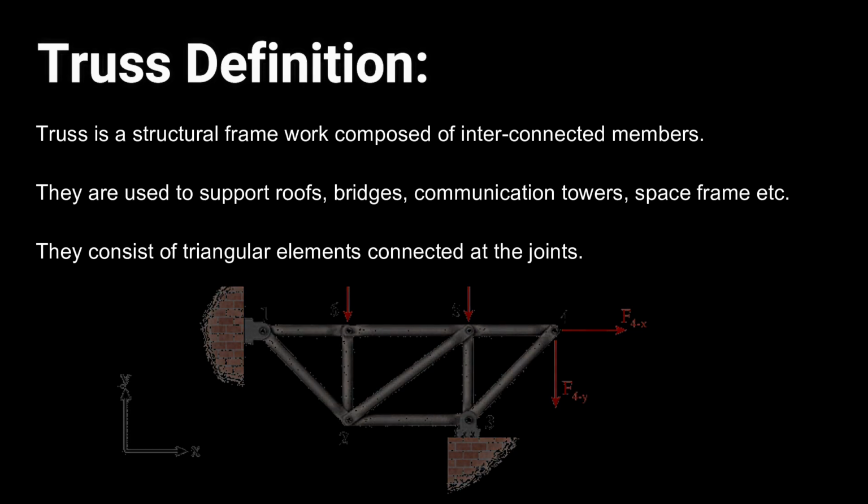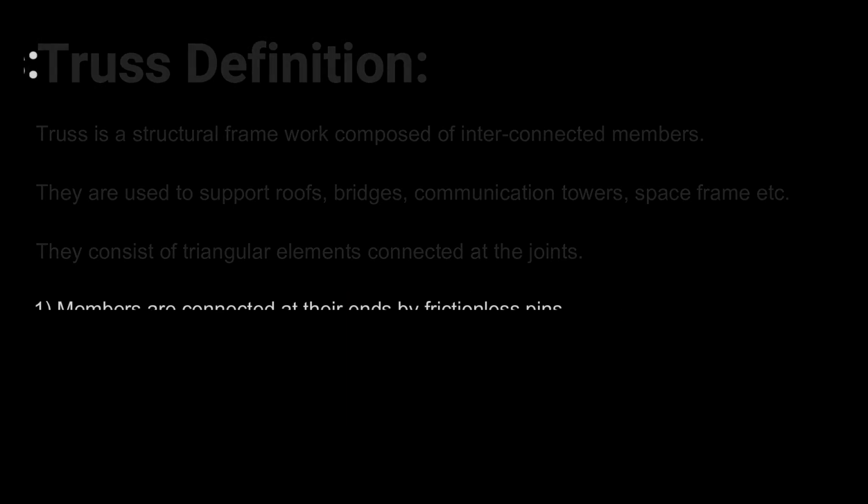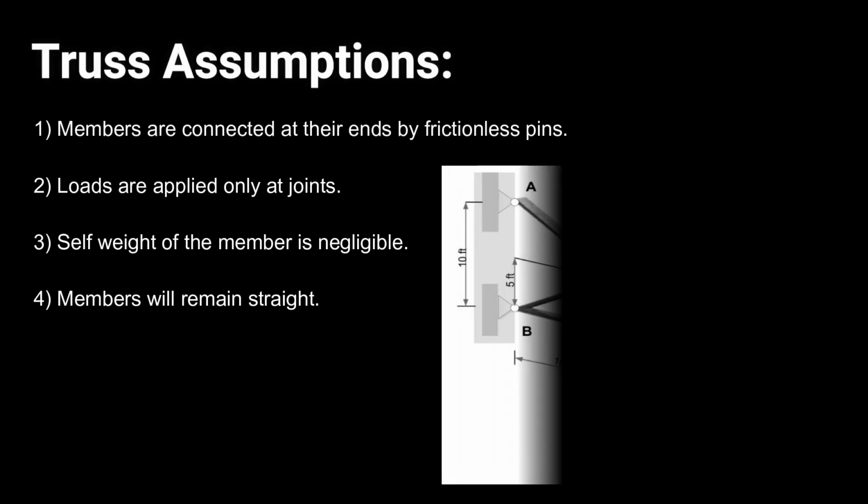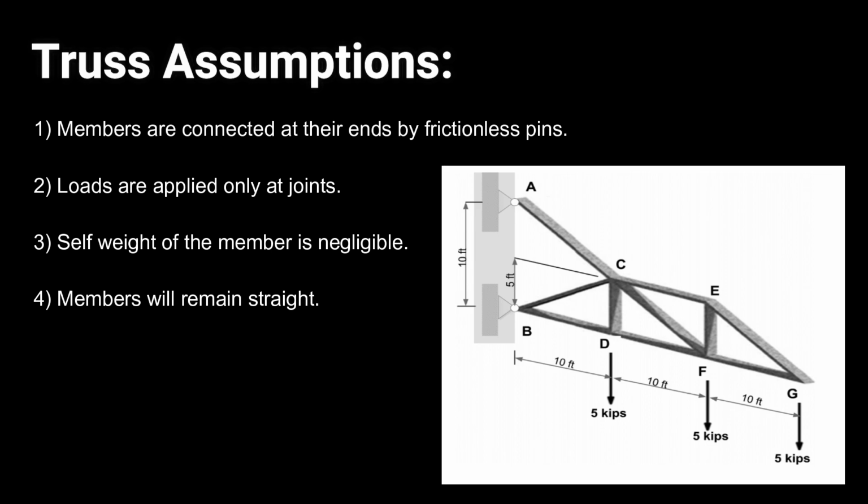Okay. And what are the assumptions of truss analysis? So the most important assumption is members are connected at their ends by frictionless pins, which means that the members are free to rotate at the joints and there is no bending moments or shear forces in the members. The second assumption is loads are applied only at joints, and the third assumption is self weight of members is negligible, and the members are straight, which means that members do not bend or deform under load. Okay, so these are the assumptions of trusses.